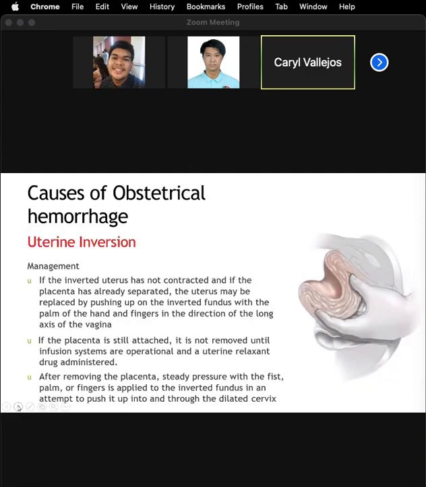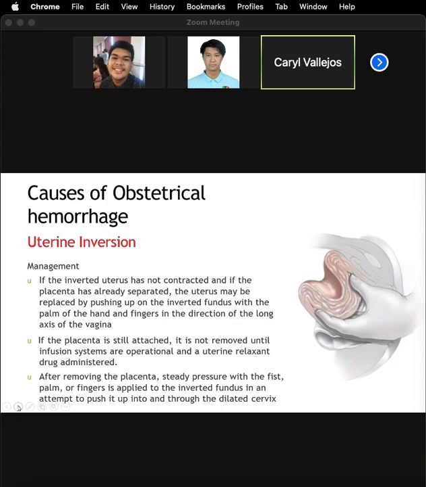If the inverted uterus has not contracted, and if the placenta is already separated, the uterus may be replaced by pushing up on the inverted fundus with the palm of the hands and fingers in the direction of the long axis of the vagina. If the placenta is still attached, it is not removed until the infusion systems are operational and a uterine relaxant drug is being administered.